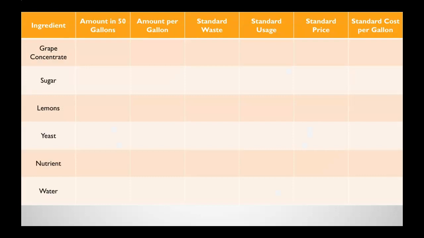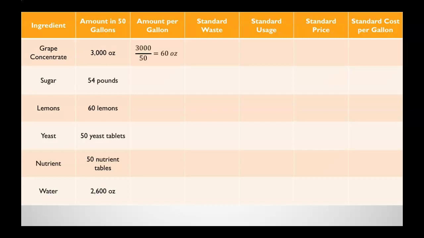So we're going to set it up in this table form. We have all of our ingredients listed: grape concentrate, sugar, lemons, yeast, nutrient tablets, and water. The next column is going to be how much we need in 50 gallons. These were all of the numbers that were given to us, right? We were told we needed 3,000 ounces of grape concentrate for 50 gallons of wine. But in this problem, we're trying to figure out what the standard cost per gallon is. So we want to figure out first, how much do we need per gallon for each of these ingredients?